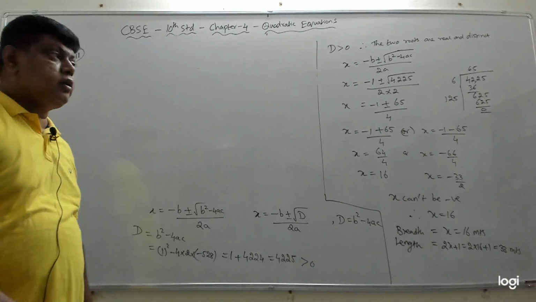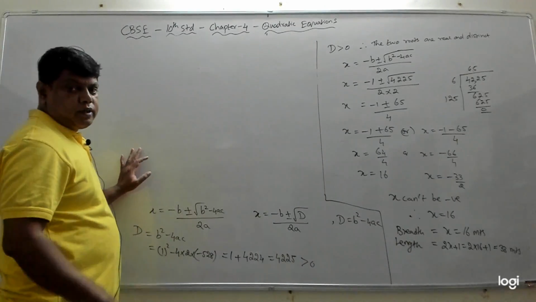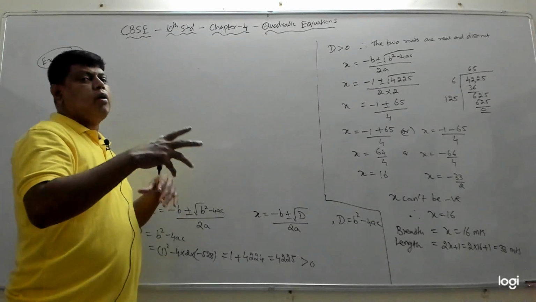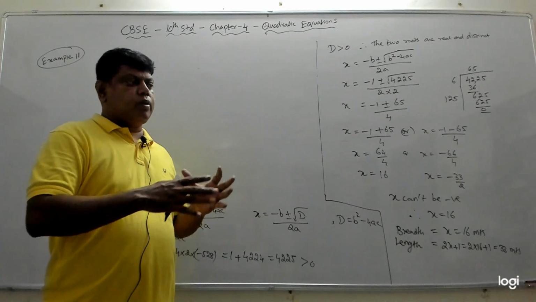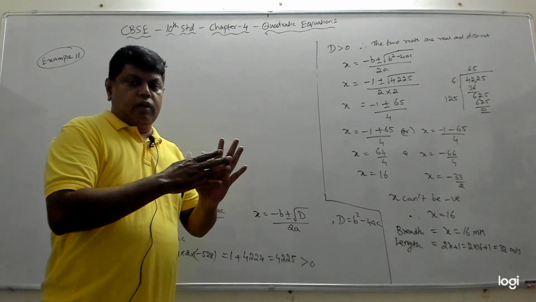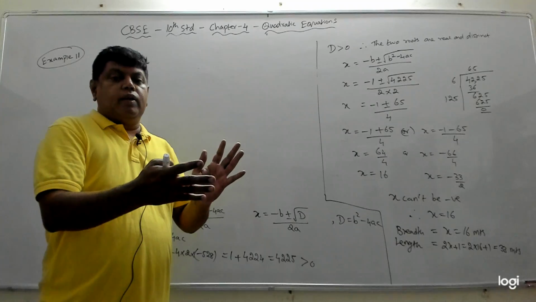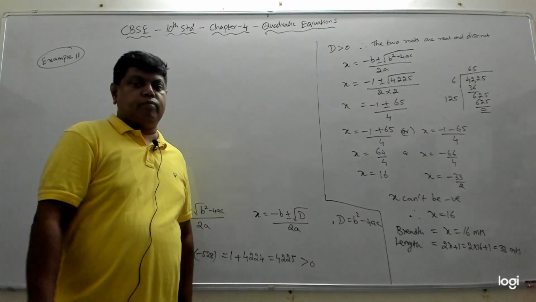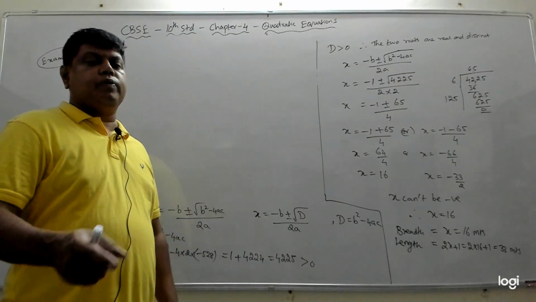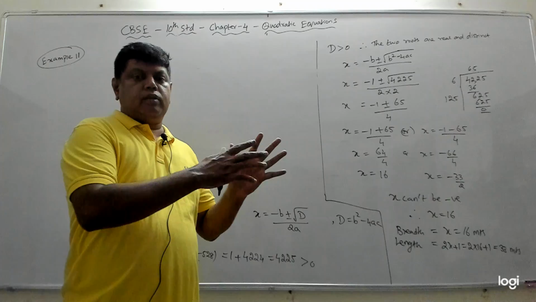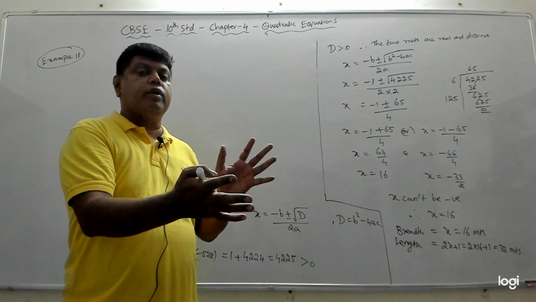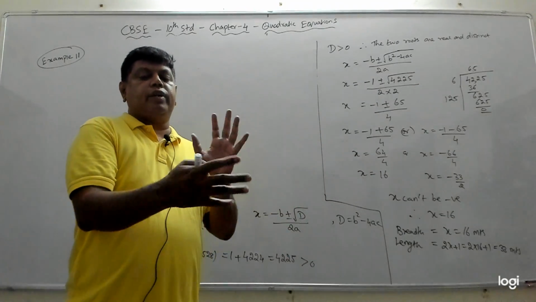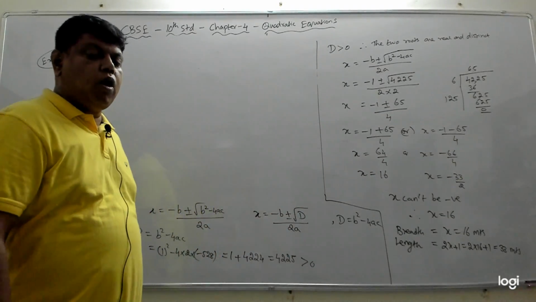So there are two consecutive odd positive integers. Then how do you take odd positive? Two consecutive odd positive integers means what? Suppose you take one integer as 5, which is an odd number; the next odd number after 5 is 7. So 5 and 7 are two consecutive odd positive integers. If I take 11, then the next odd integer is 13. Consecutive means the next odd number after 11 is 13. So 11 and 13 are two consecutive odd positive integers.